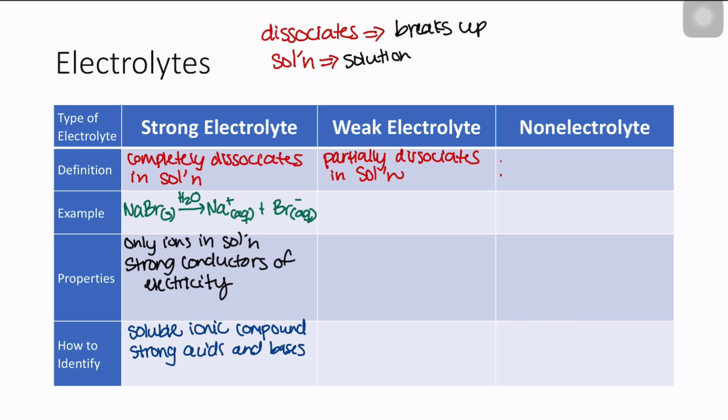Partially dissociates in solution. Now, an example of that might be something like hydrofluoric acid. Now, hydrofluoric acid, when we put that into water, it is going to break up into hydrogen ion plus fluoride. However, because hydrogen and fluoride are so small and they're charged, they're really going to be attracted to each other.